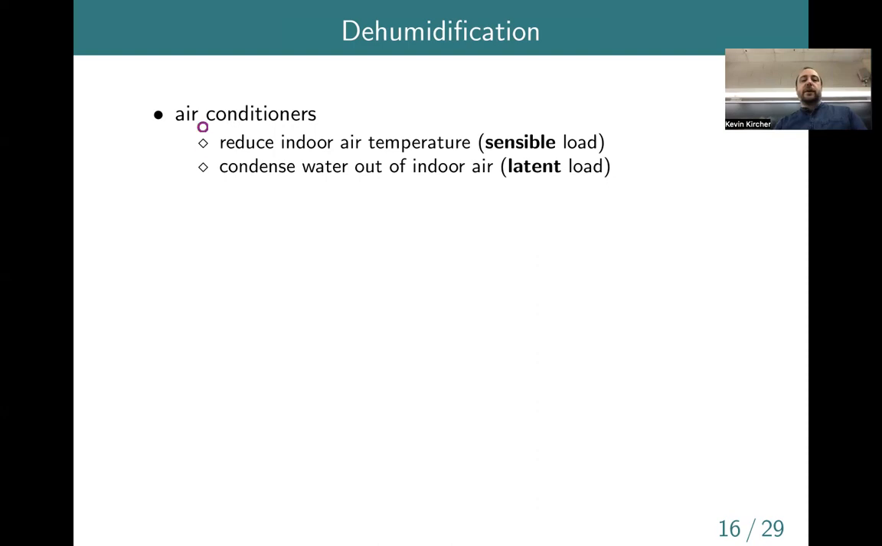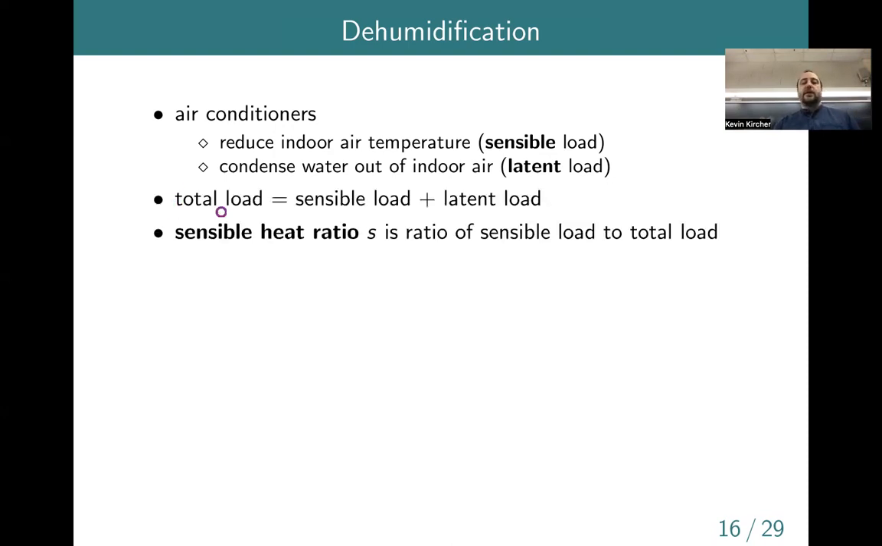So as an air conditioner is working, it'll both reduce the temperature of the indoor air, and we call that sensible cooling or sensible load. And it'll condense water out of the air, and we call that latent cooling or latent load. And so the total load is just the sum of those two. It's the amount of energy that you need for temperature change, plus the amount of energy you need for a phase change of the moisture, basically the water.